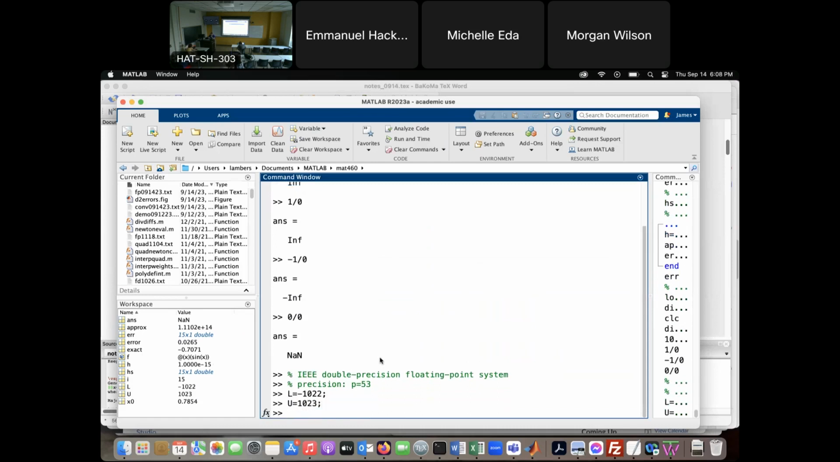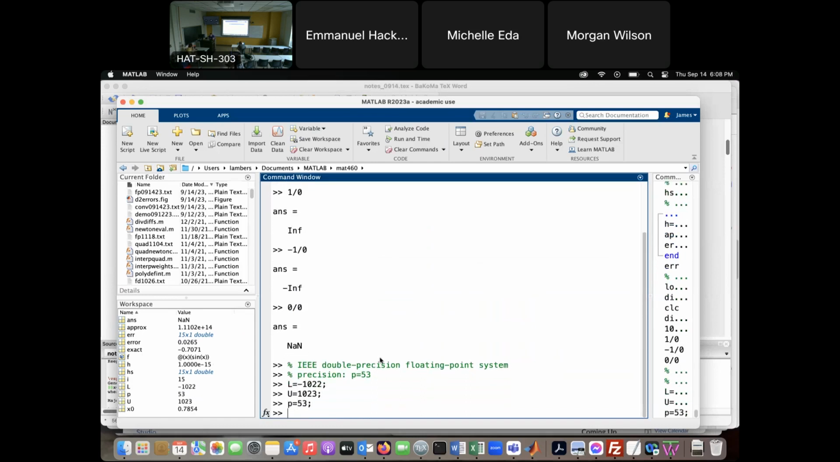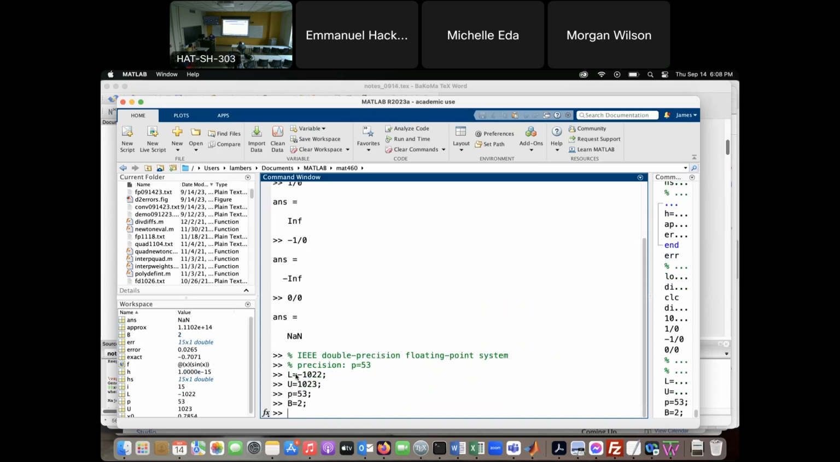So these are the smallest and largest exponents that you're allowed to have. And then I'll fill in p equals 53 also as a variable. Okay. Now, then the base, of course, is 2 because it's binary. So these are the 4 parameters that this floating point system uses. Now, before I do anything with that, I'm going to return to the notes for a bit.